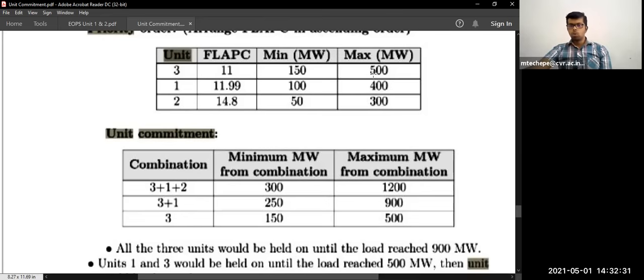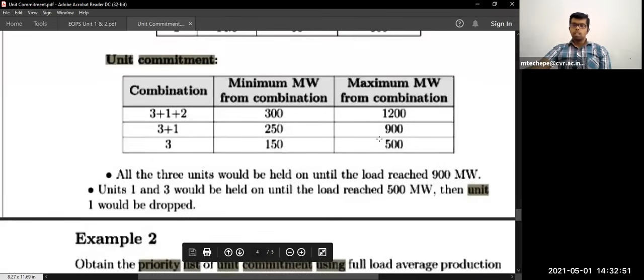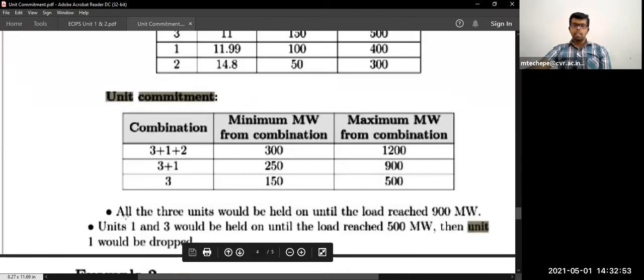If you go for these two, that is 500 plus 400, that is 900. That you can't manage with this 700 megawatt. If it is maximum, no problem. If it is minimum, then the problem will arise. So this is the correct combination, so that whatever the combination you go for, you can reach. That's what they said here.